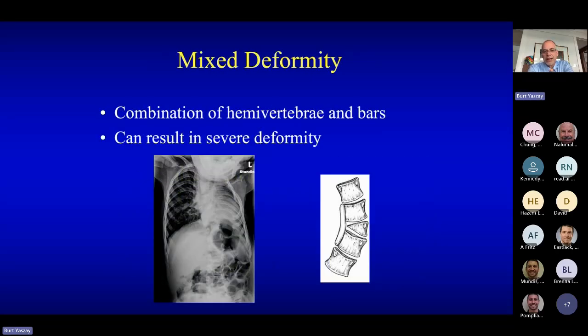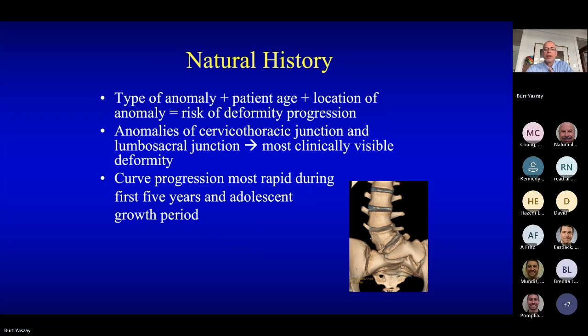And then obviously there's the mixed vertebra, where it's hard to always know exactly how these spines are going to progress because they're a combination of hemivertebrae and bars. Some are on the same side, some are contralateral to each other, and so forth.